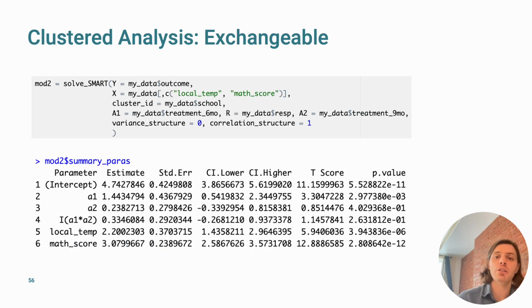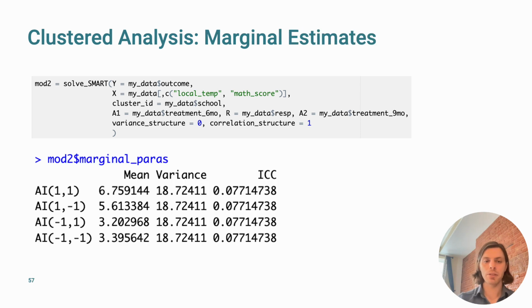Alternatively, we could have chosen an exchangeable correlation structure. So everything else is going to be the same. Just now we set correlation structure equals 1 for exchangeable. And if we wanted exchangeable and also varying based on adaptive intervention, we would set correlation structure equals to 2. So these parameter estimates let you get at the first 2 primary aims.